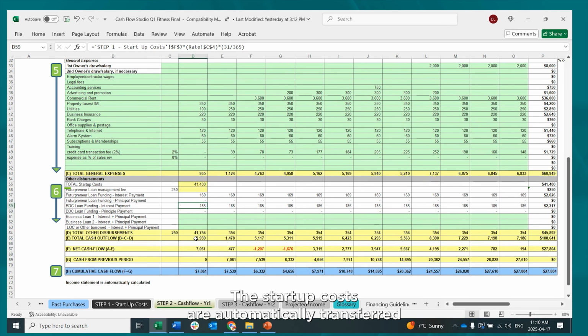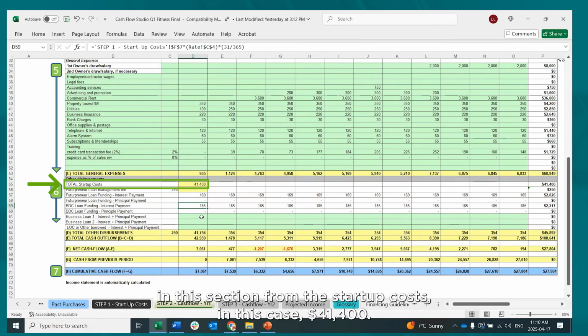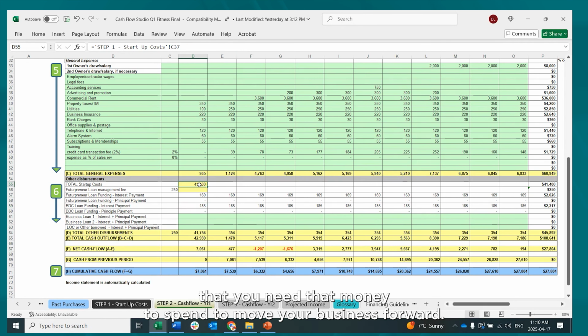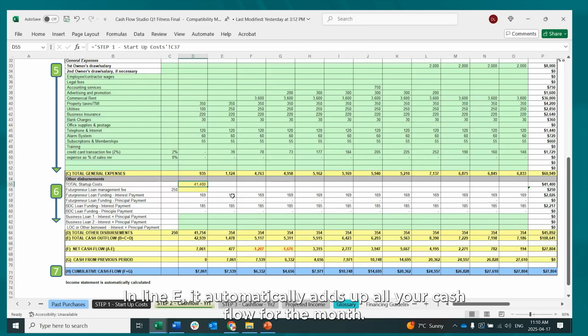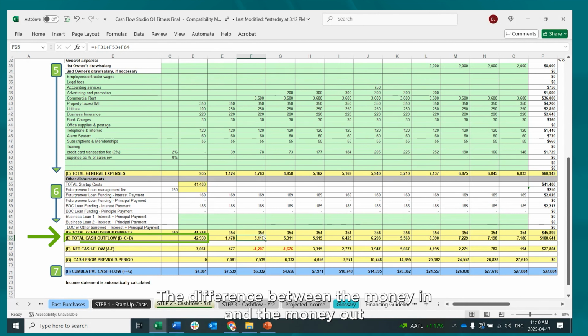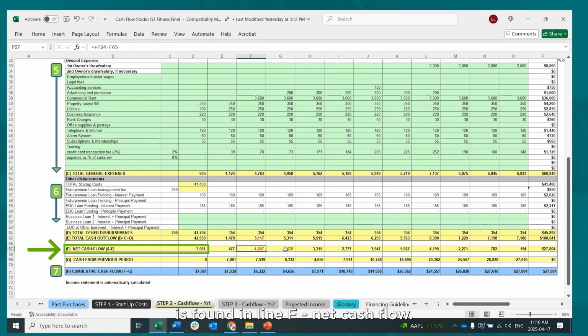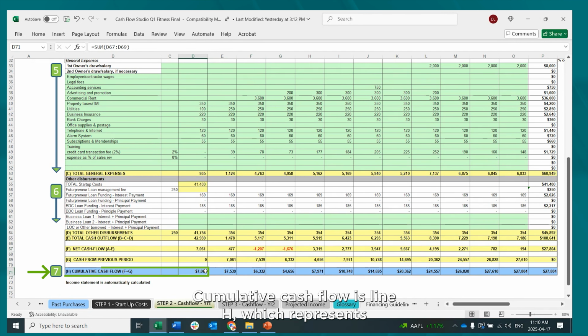The startup costs are automatically transferred in this section from the startup costs. In this case, $41,400. This tells the reader that you need that money to spend to move your business forward. In line E, it automatically adds up all your cash flow for the month. The difference between the money in and the money out is found in line F, net cash flow. Cumulative cash flow is line H, which represents what you will have left in your bank account for that month.